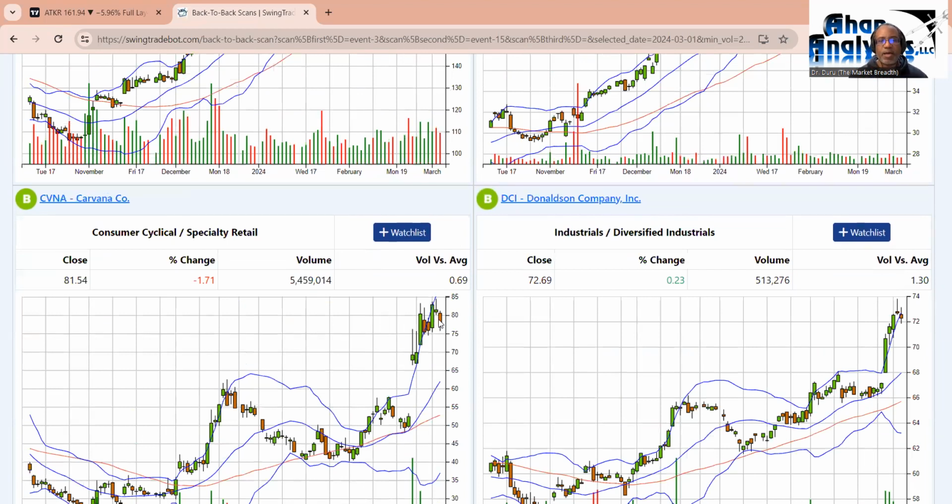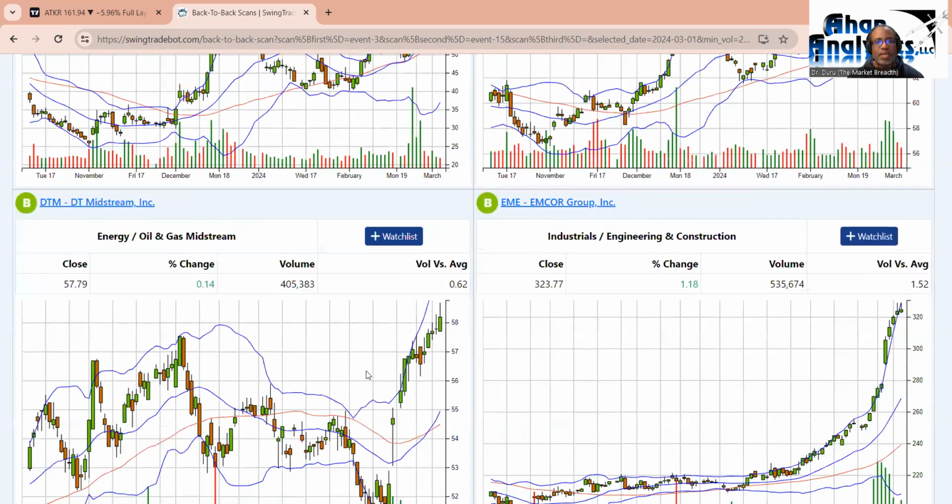Carvana is one that I caught because it opened lower and it moved slowly enough for me to put in a position. So I am short Carvana now. I did a very low risk move of just having a put spread. I believe I did a 75, 65 put spread that expires next week. Donaldson Company, it's on the edge. Not a great setup there, but it almost confirmed.